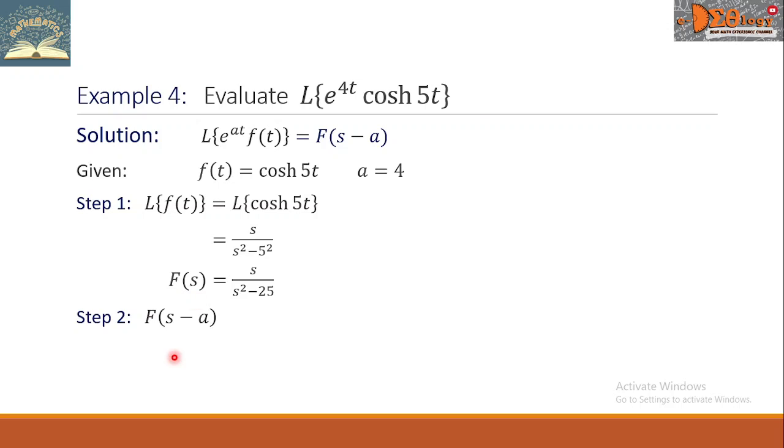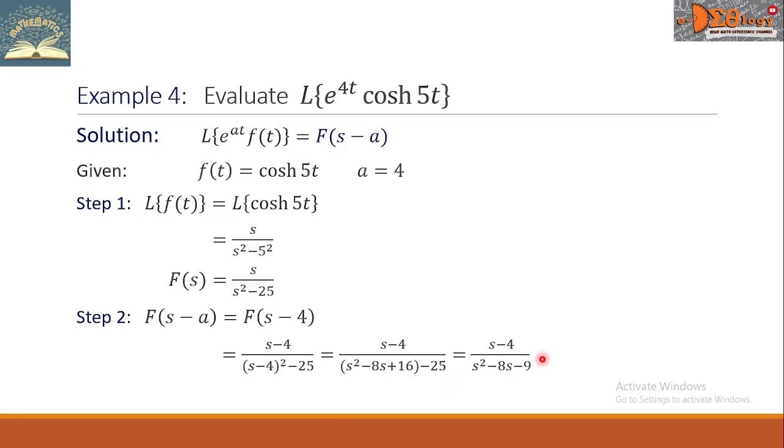Then for step 2, we evaluate the function with respect to s minus a. We took the value of a here as 4, so we substitute it here. So we evaluate the F of s minus 4. The function now will be s minus 4 all over the square of s minus 4, then minus 25. Let us expand the square of this binomial. We will have like this. Then we combine the positive 16 and the negative 25. So the final answer is s minus 4 all over s squared minus 8s minus 9.